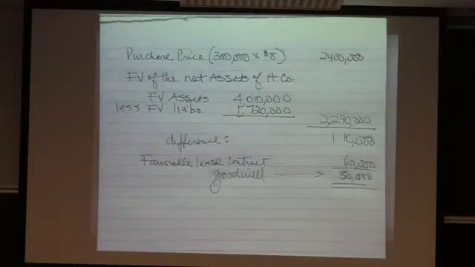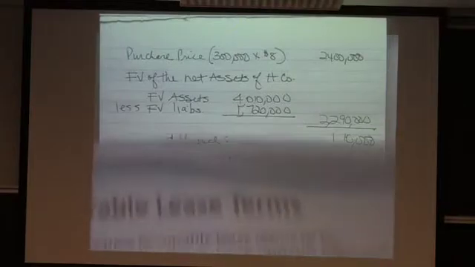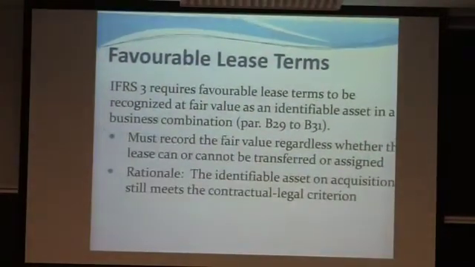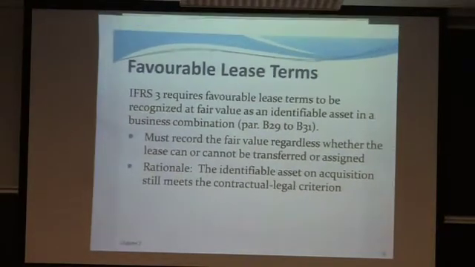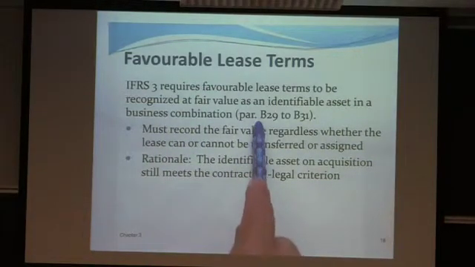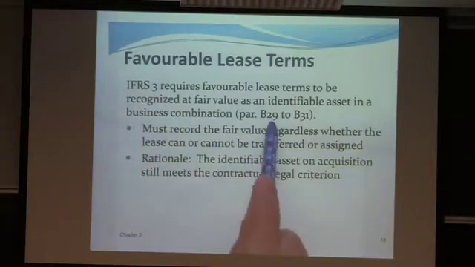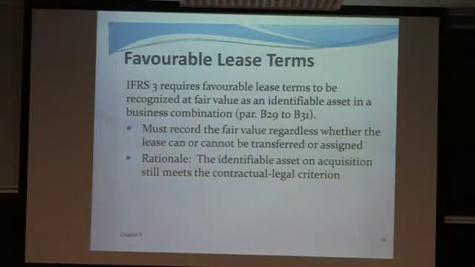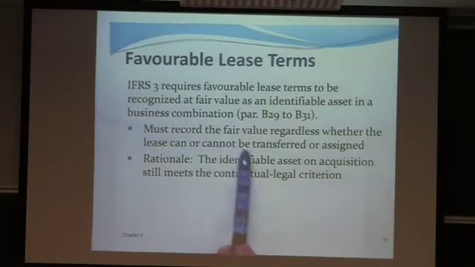overstate goodwill. Now, although it did say in the question that they cannot transfer the favorable lease, our handbook actually has provisions under our standard that says under IFRS 3, it requires us the favorable lease term to be recognized as a fair value as an identifiable asset in a business combination. That can be found in the standards IFRS 3, paragraph 29 and 31. And it says that must record the fair value of the favorable lease term regardless whether the lease can or cannot be transferred or assigned.